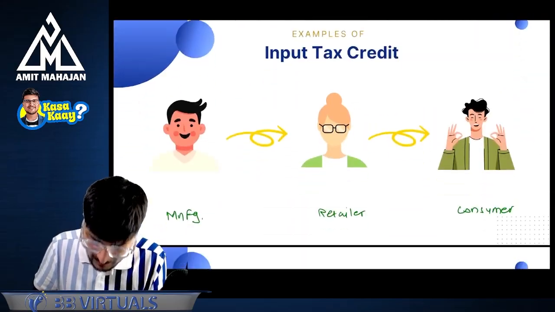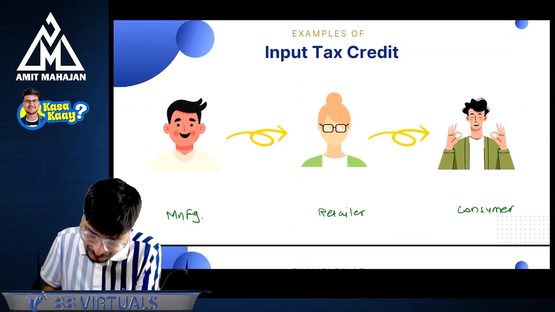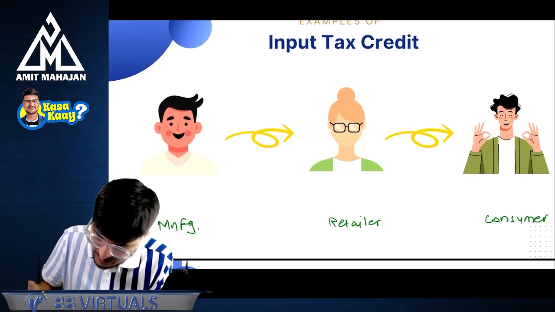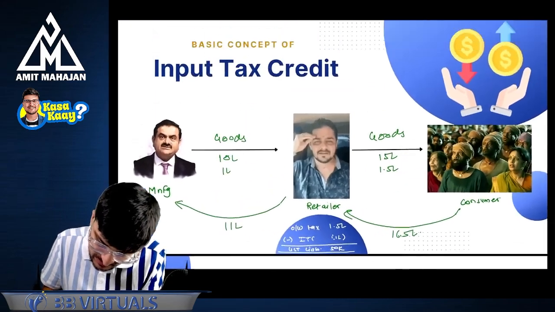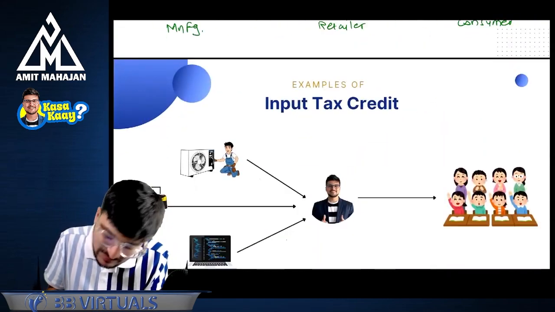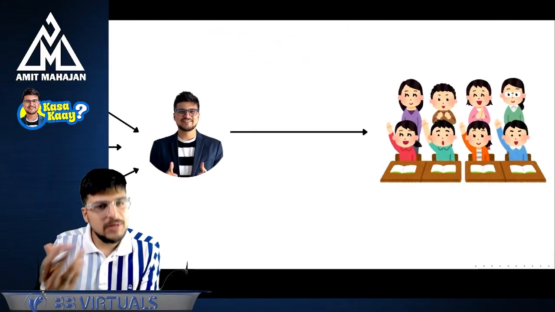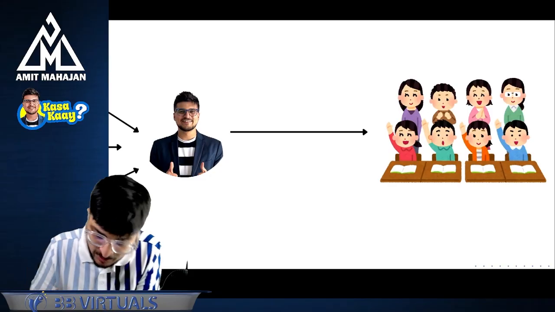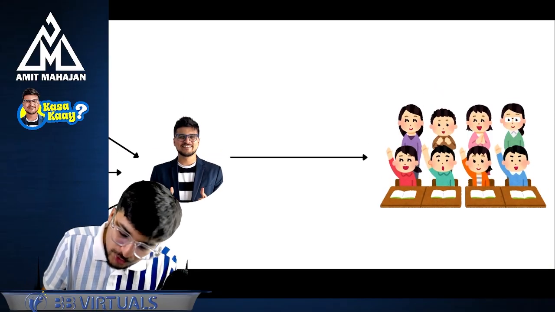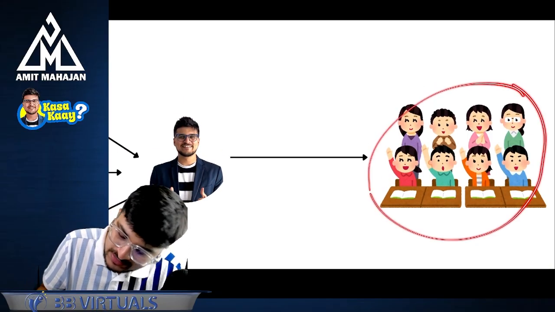Perfect. Okay. Let's take another example. There is one manufacturer. I think this is the same example. Let's go ahead with a different example. Now, you know that I'm into teaching. Of course, that's why you are watching my video. So, you all are these innocent kids.